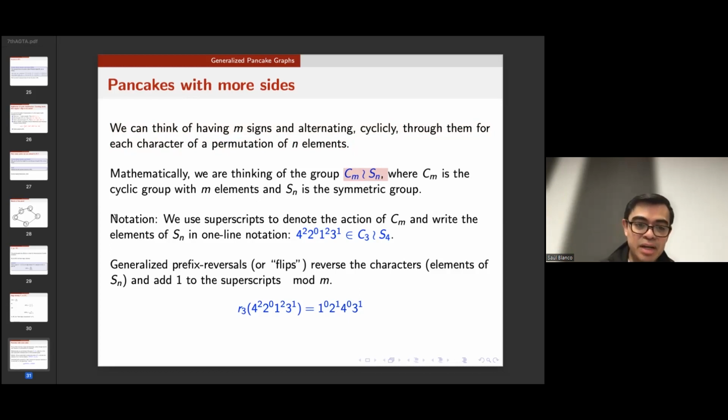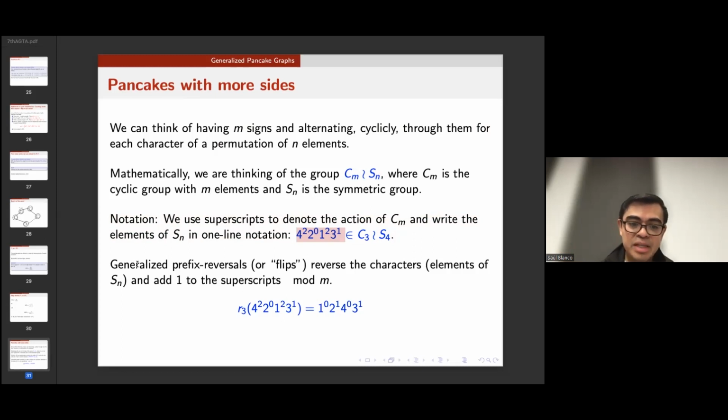In this particular case, the notation gets a little tricky. So we will be using these characters. In this particular case, the underlying permutation is 4, 2, 1, 3. Those are the characters, and each character has a sign, and the sign comes from the cyclic group on 3 elements. So this 4 has sign 2, this 2 has sign 0, the 1 has sign 2, and the 3 has sign 1.